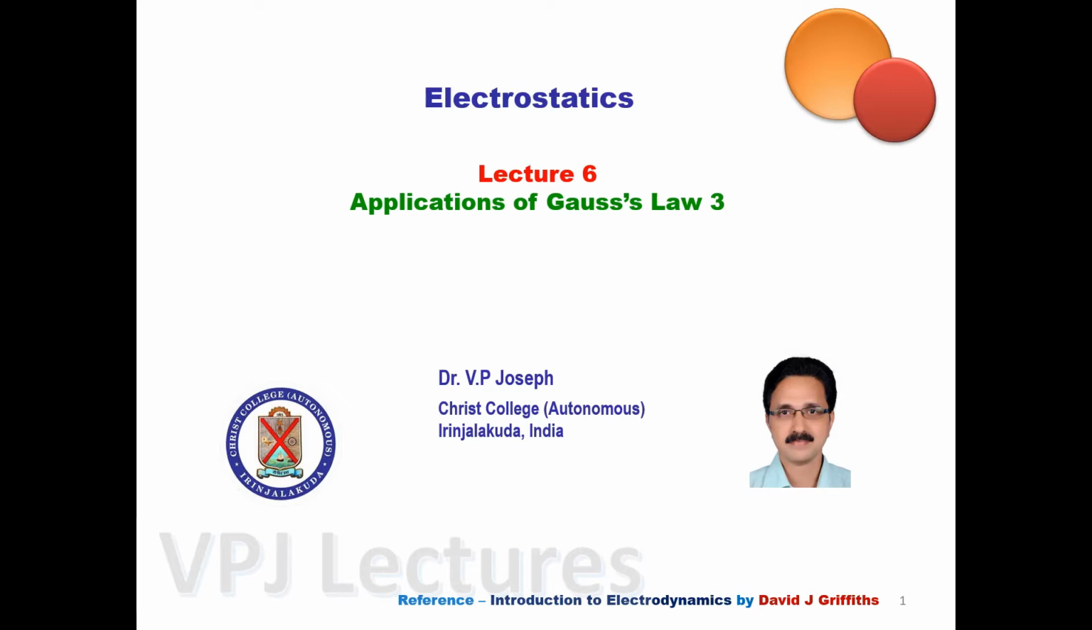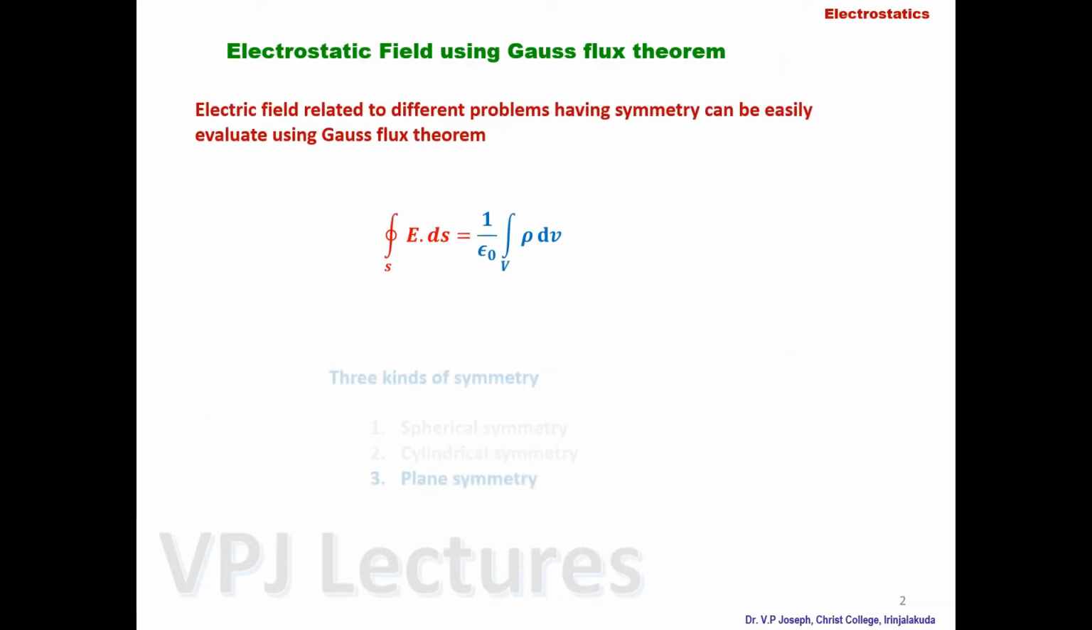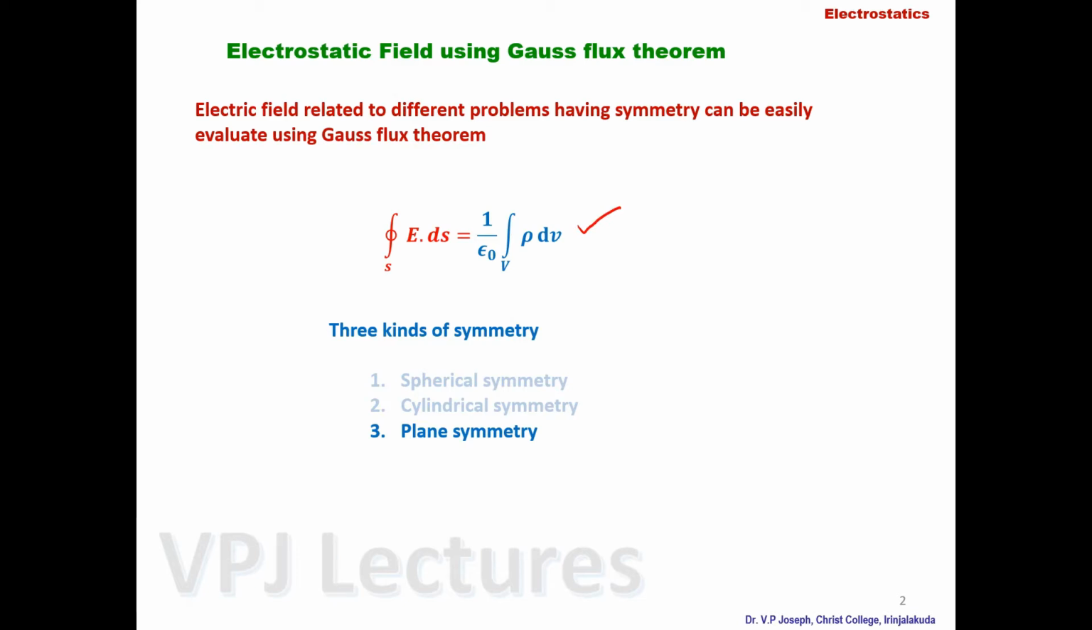And here also, as usual, we have to start with the integral form of Gauss' theorem, that is surface integral E dot ds is equal to 1 by epsilon 0 volume integral rho dv. In the previous lectures, we have considered separate lectures on spherical symmetry problems and cylindrical symmetry related problems. In this lecture, we are exclusively considering some cases with plane symmetry.